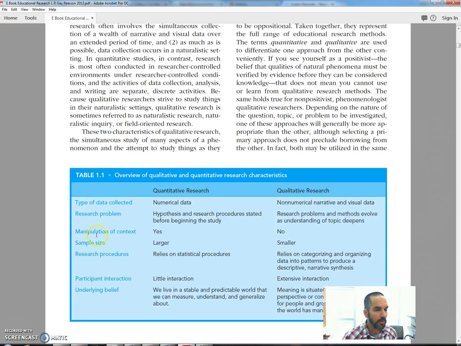Table 1.1 is really helpful because it gives you an overview of some similarities and differences between quantitative versus qualitative research. So read this introduction above it. Examine this table carefully. Think about what's in this table, and we'll have some discussion questions on this as the week progresses.